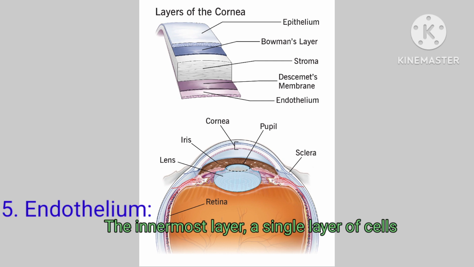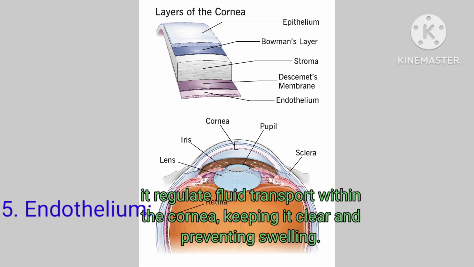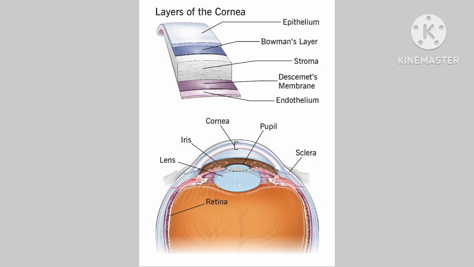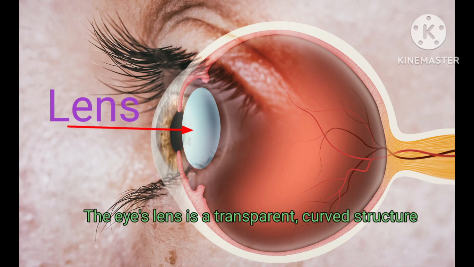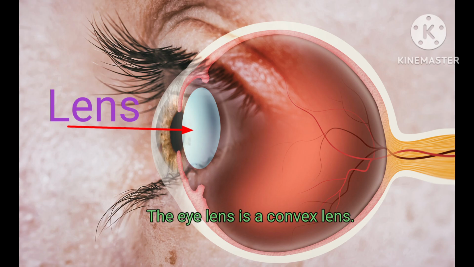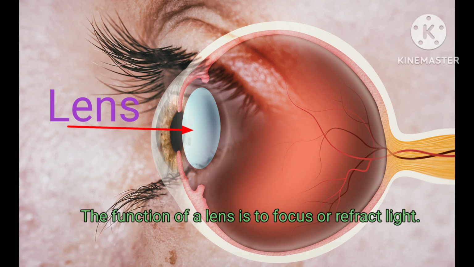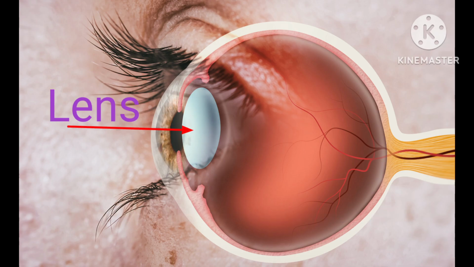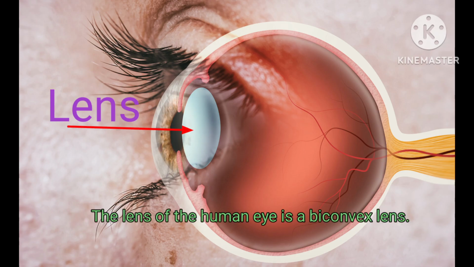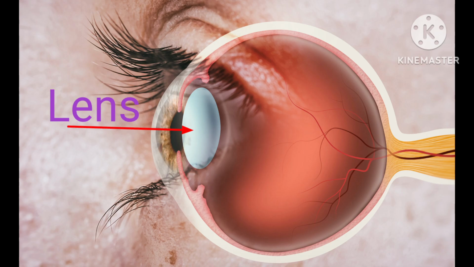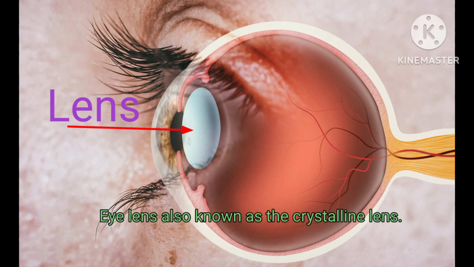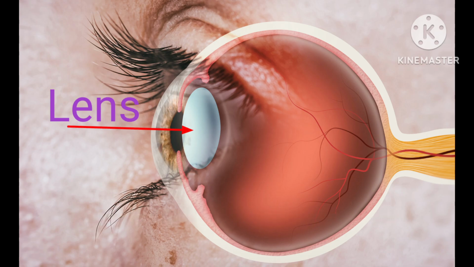The innermost layer, a single layer of cells, regulates fluid transport within the cornea, keeping it clear and preventing swelling. The eye's lens is a transparent, curved structure. The eye lens is a convex lens. The function of a lens is to focus or refract light. The lens of the human eye is a biconvex lens. The eye lens is also known as the crystalline lens.